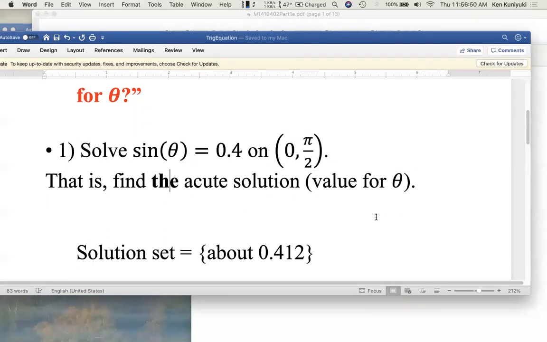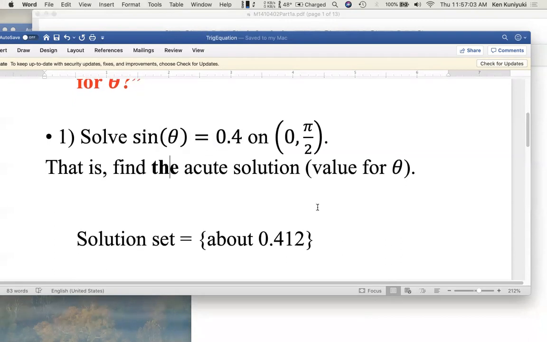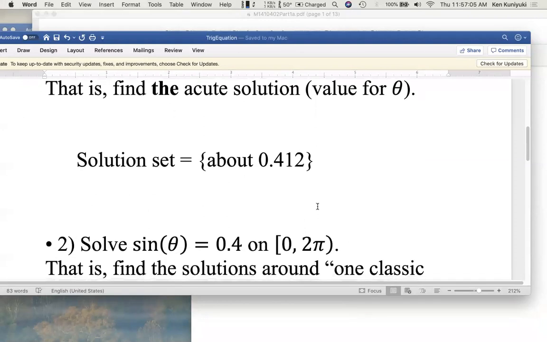The hard part is not going between degrees and radians. The hard part is knowing what to do. How many solutions do you have, and where are they? So this equation only had one acute solution. But now, let's ask a second related problem.